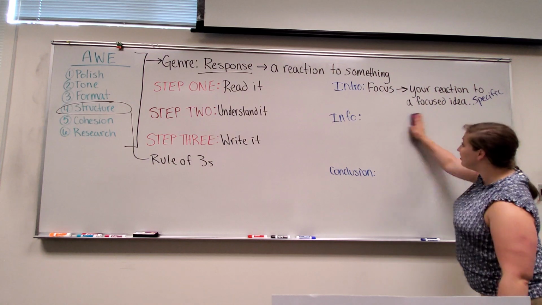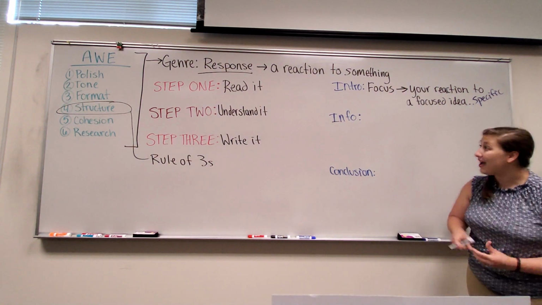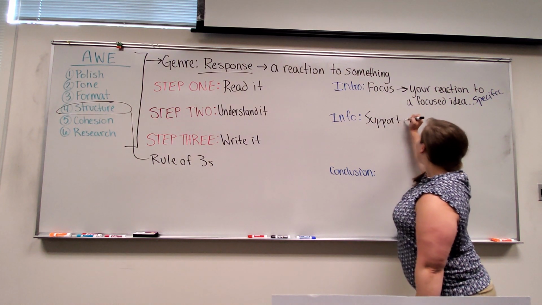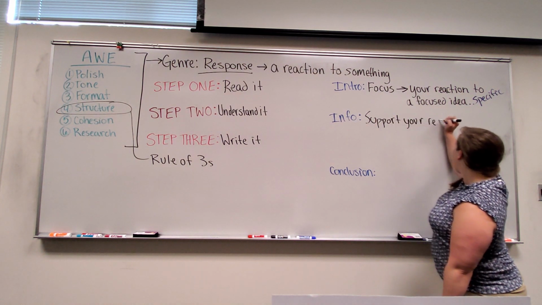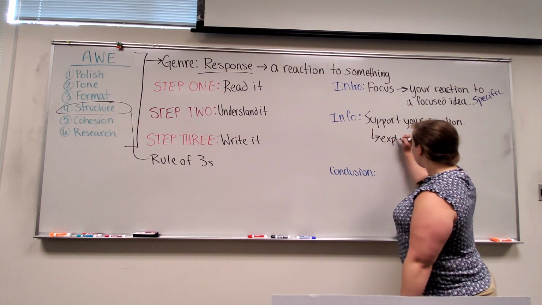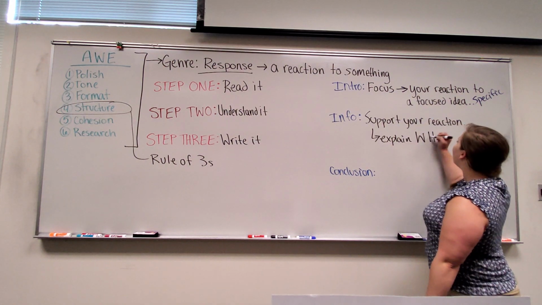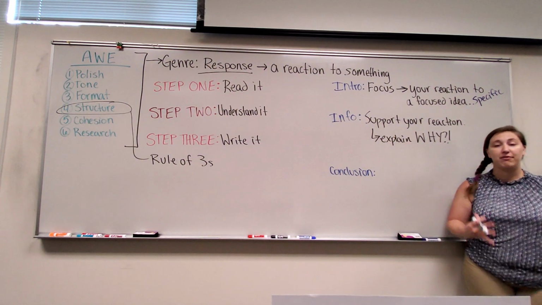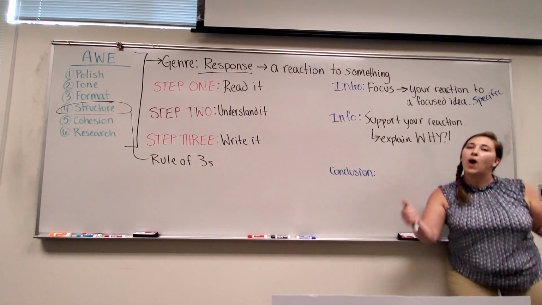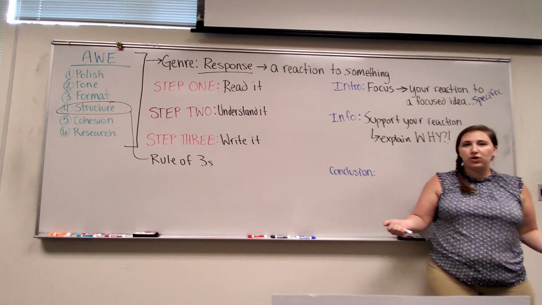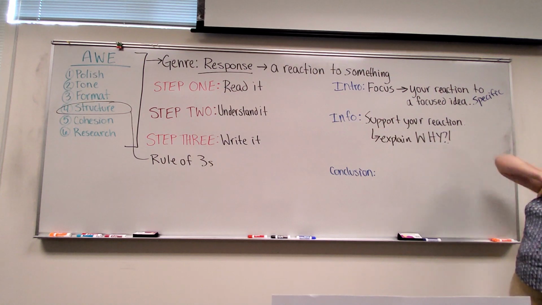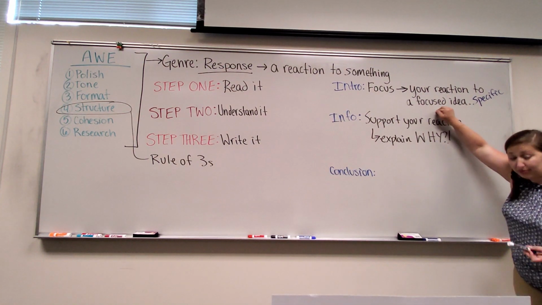After you have introduced exactly what it is you're going to be writing about, it is time to support your reaction. How do I support my reaction? By explaining why. Why did you have that reaction? Why were you upset? Why did it offend you that she said, write or go kill yourself? Why does the title offend you? Why do you enjoy it? Why did you find yourself laughing so much? Answer why? Tell us why you had this reaction.